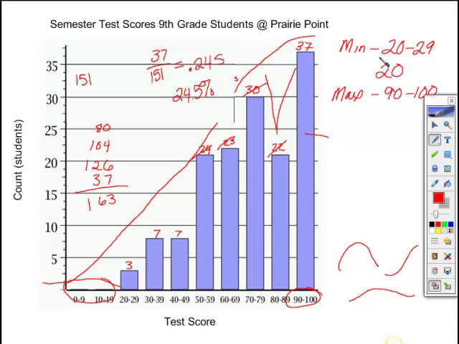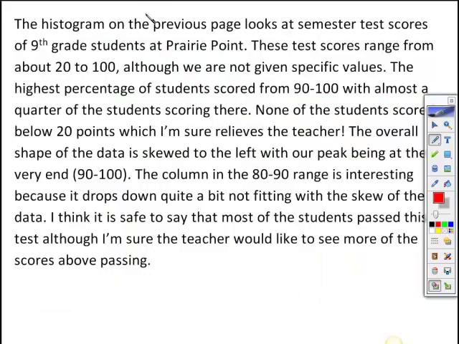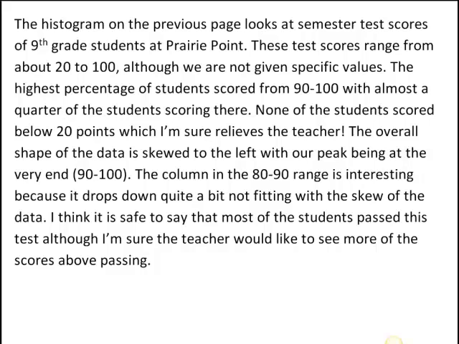Now, notice I have a lot of scratches around here. I've just kind of formulated through my thoughts. I haven't really put this into words yet. So I have a paragraph written out here that might be a strong example of how to describe this data. Let me read it for you.